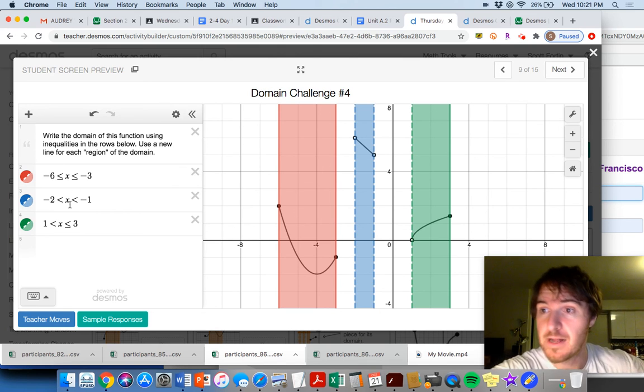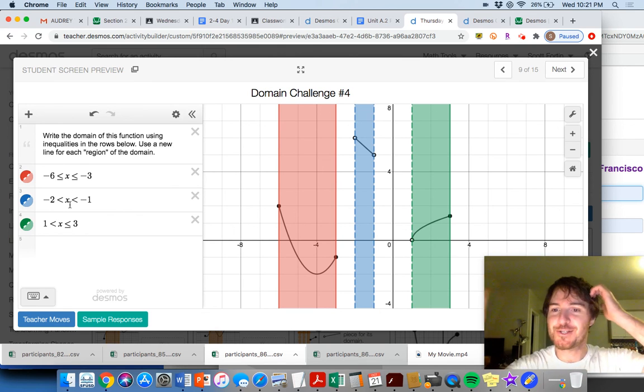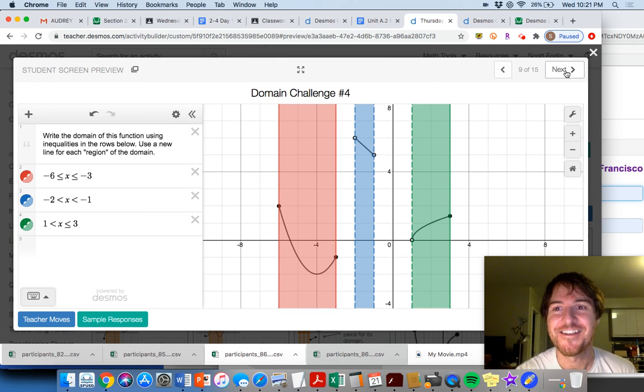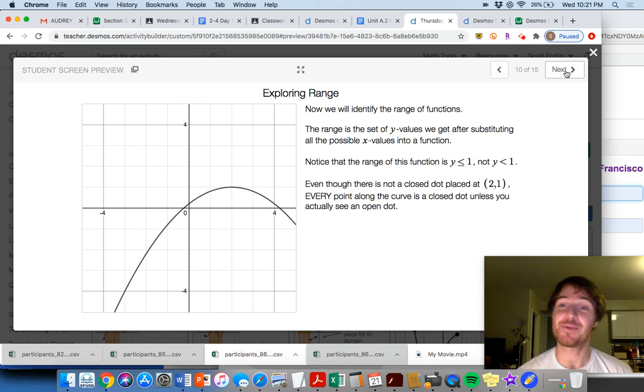They'll write it out like this, using inequalities like this. Or they'll actually do something called interval notation, which you'll learn later. Learn that in calculus. You're all good here. Okie dokie. Number 10. So we haven't explored range.